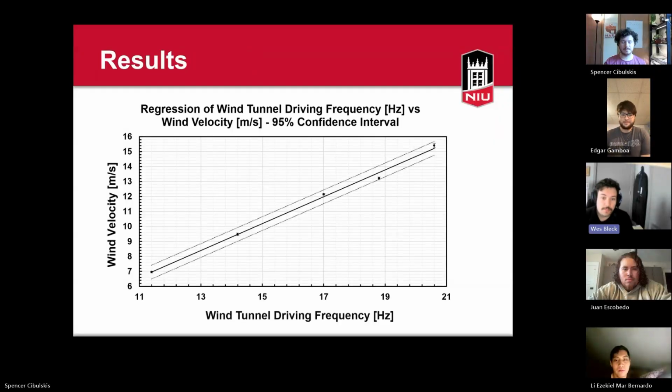Here we could see the plot of the regression for the wind tunnel driving frequency versus the wind tunnel velocity at 95% confidence interval. The fit appears to be very good, and the error bars on our data are very small, which indicates that our data collection was precise.